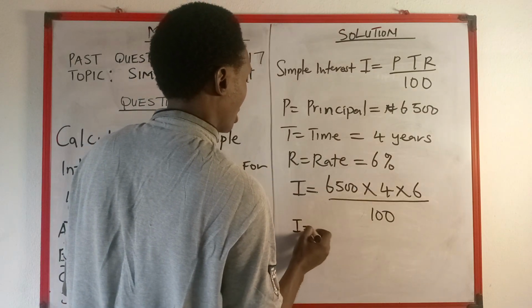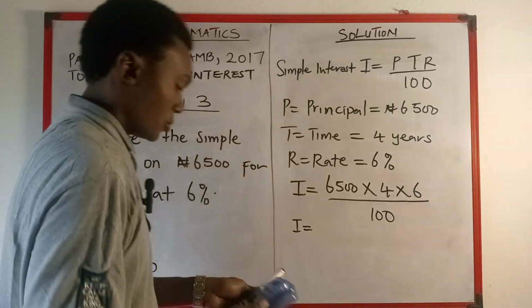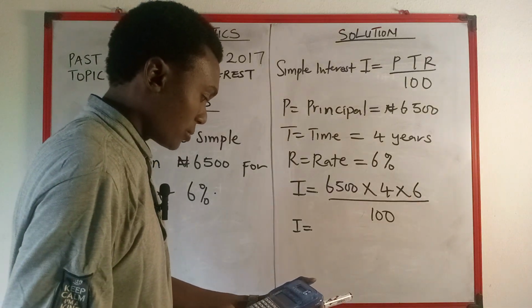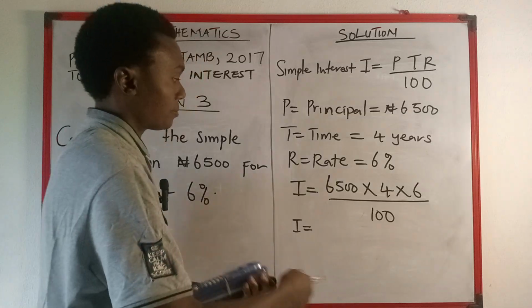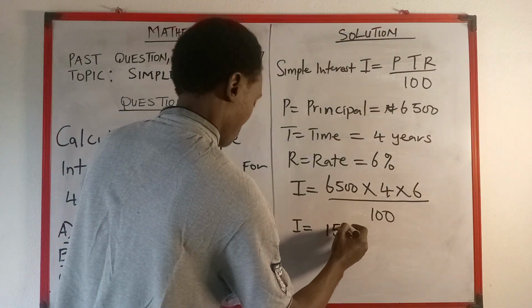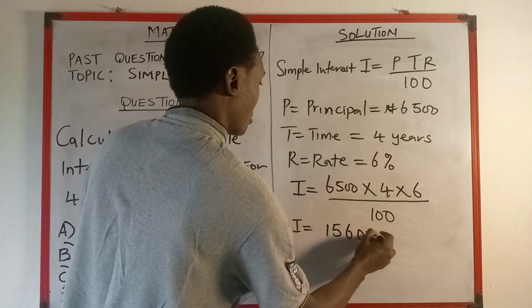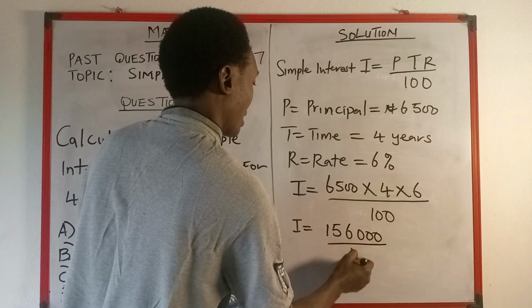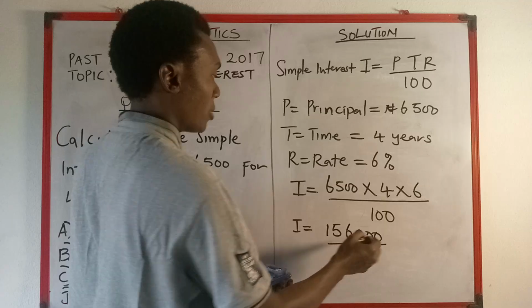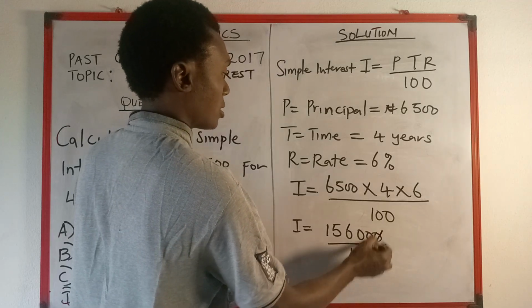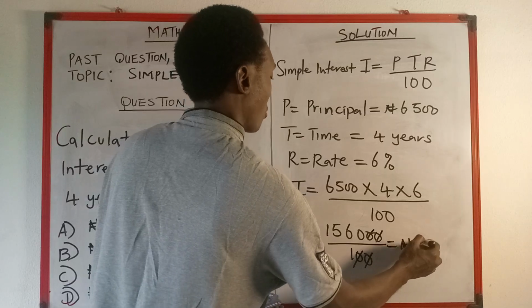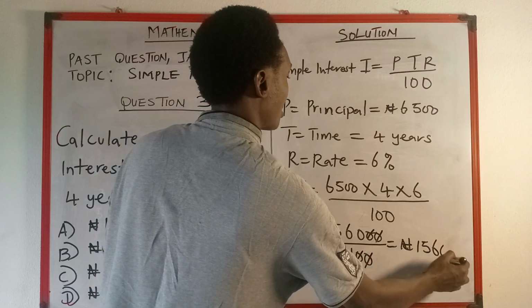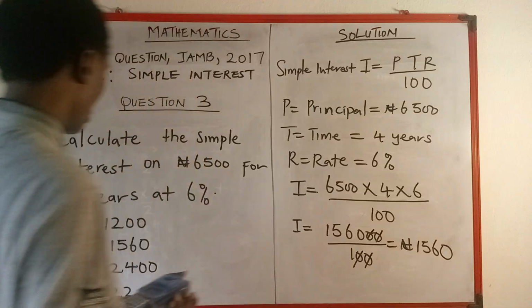Okay, so get your calculator ready. So 6,500 times 4 times 6, and what do you have there? You're having 1,560,000 divided by 100. So once you divide by 100, this 0 will cancel this 0. This 0 will cancel this 0. So what is left there is what? 1,560.